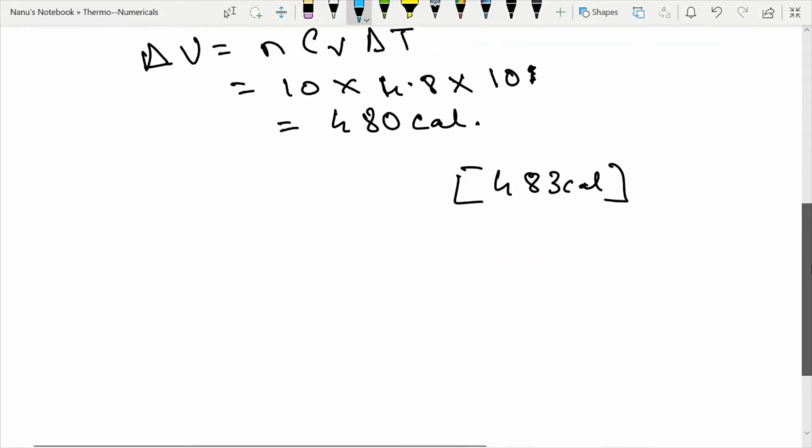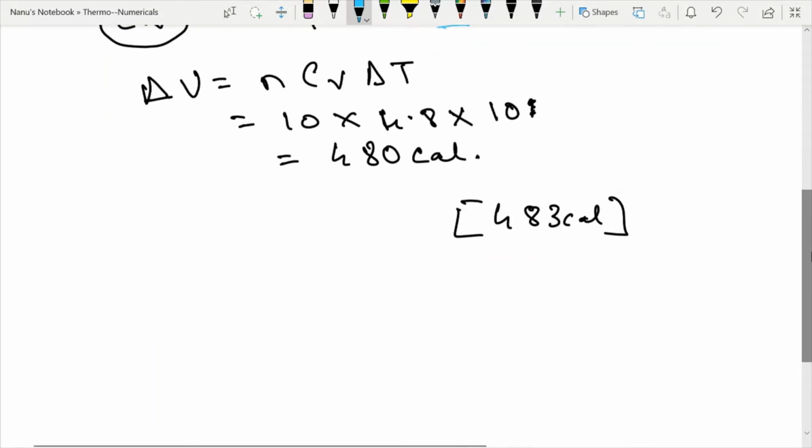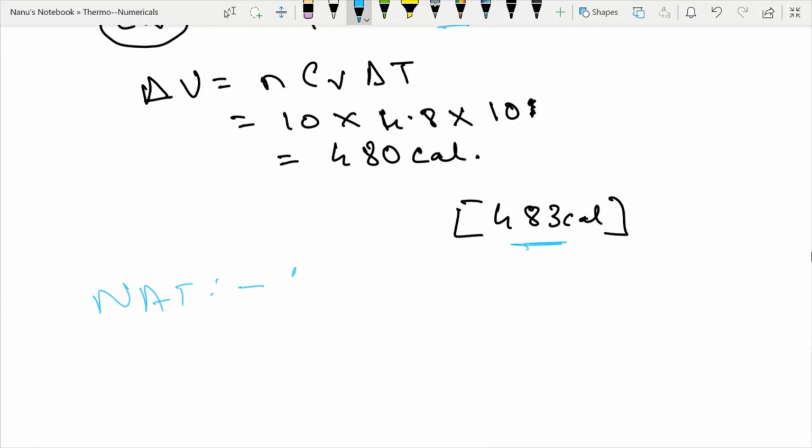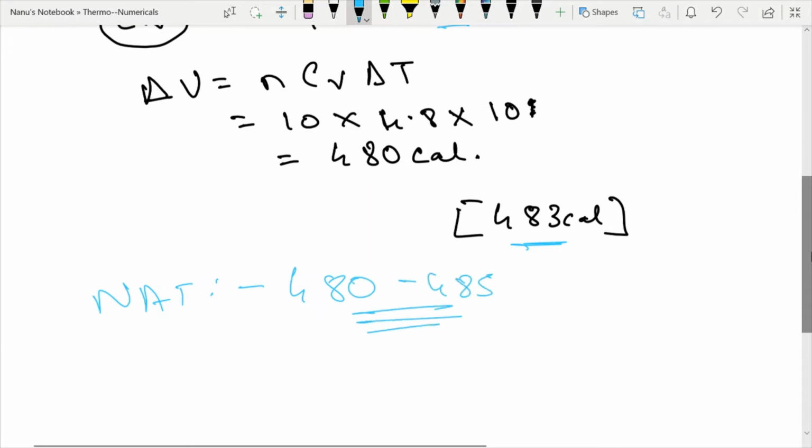Okay, even then what happens is, if you have seen the NATs, I don't know whether you guys know about this or not, NATs, they give you a range. Suppose 483 is the answer, they will say like 480 to 485 we will accept any answer between this. Every time in NAT they will give a range, until and unless the answer is specifically 1 or 2. If it's a numerical answer, they will always give this range.